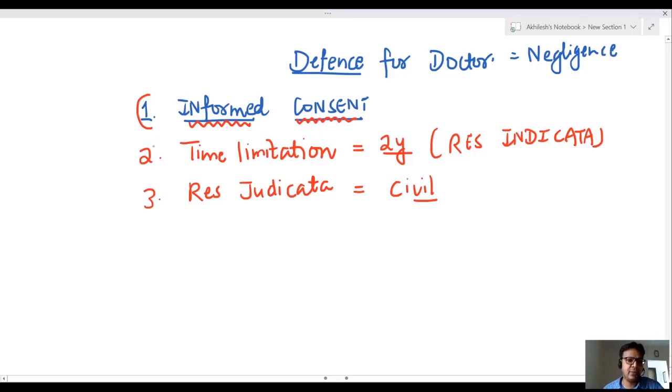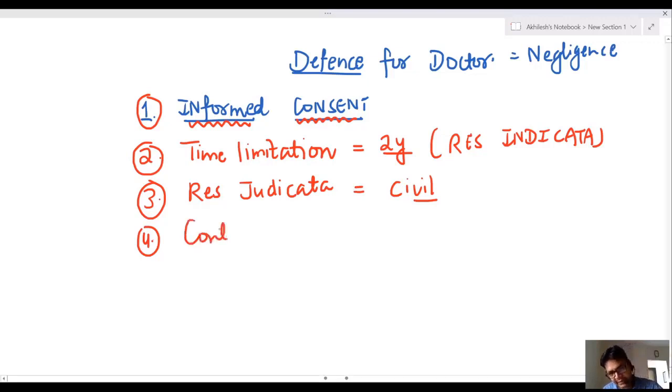First, the doctor should get informed consent. The time limitation for a patient to file a case is 2 years. And res judicata is a defense in civil cases only. What is res judicata? You just remember the name. When you prepare for the PG exam, I will let you know. Res judicata is for civil cases only.